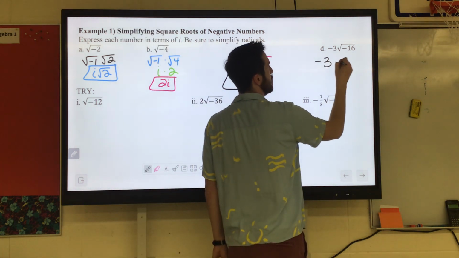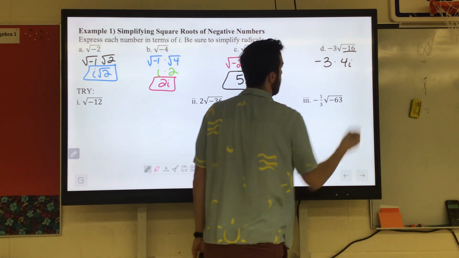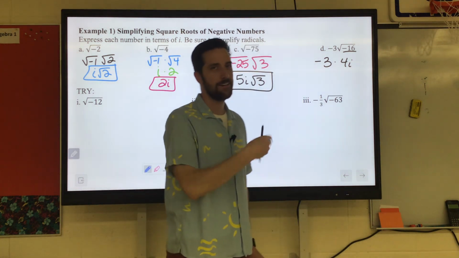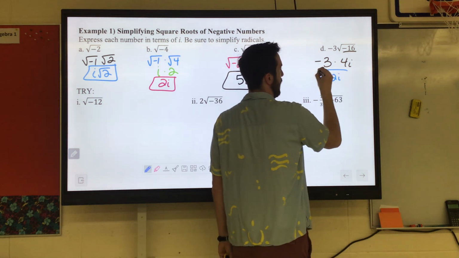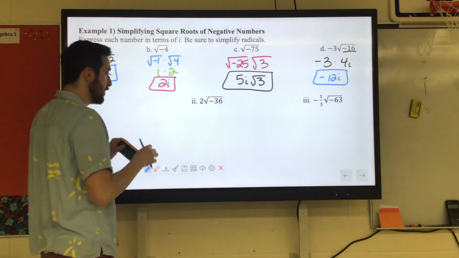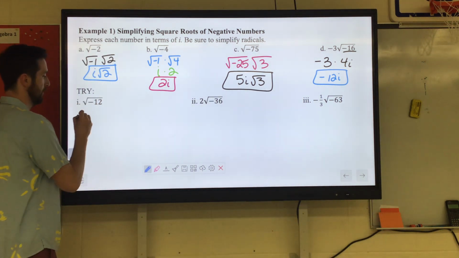Negative 3 times the square root of negative 16 we're saying is 4i. Now, luckily, you can multiply anything with anything. Negative 3 times 4i is just negative 12i. So I have 3 here that I would like you to actually try. So go ahead and pause the video here, check in with your answers, see how you did.